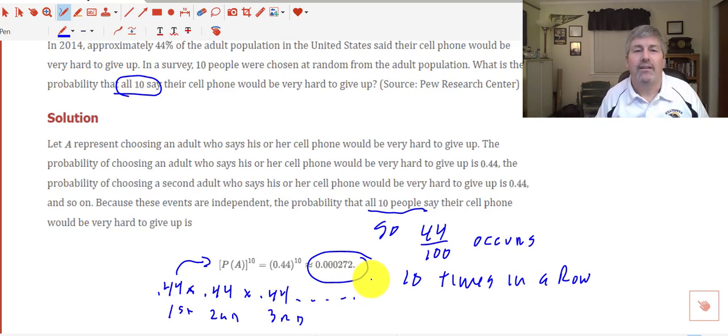So there's a little explanation of mutually exclusive and independent events as how they relate to probability, and you'll get some more practice with this when I see you in class.